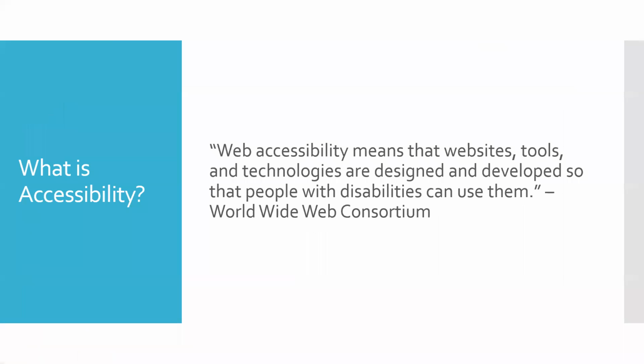So just so we're all on the same page about what we mean by accessibility, we are specifically talking about web accessibility, and we use the definition by the World Wide Web Consortium. Web accessibility means that websites, tools, and technologies are designed and developed so that people with disabilities can use them. The World Wide Web Consortium includes people with all types of disabilities: visual, audible, cognitive, physical. And it doesn't just necessarily mean screen readers. It's any tool that allows people to interact with websites. There's other assistive technology as well.